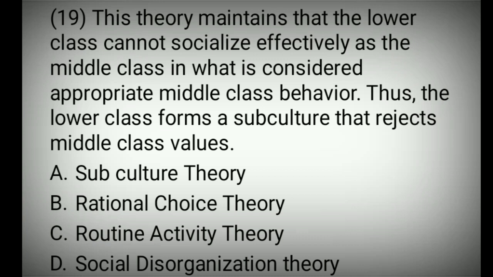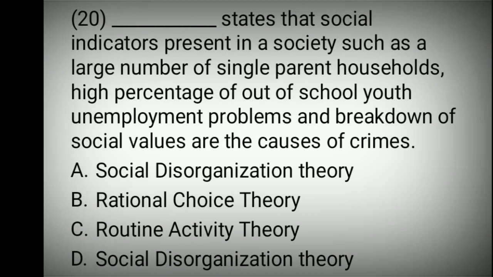Question number 20. Blank states that social indicators present in a society such as a large number of single-parent household, high percentage of out-of-school youth, unemployment problems, and breakdown of social values are the causes of crimes. A, Social disorganization theory. B, Rational choice theory. C, Routine activity theory, or letter D, Social disorganization theory.